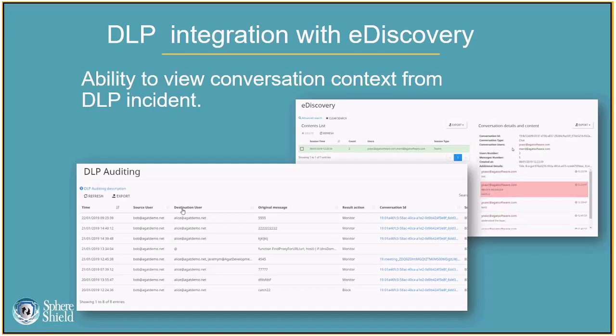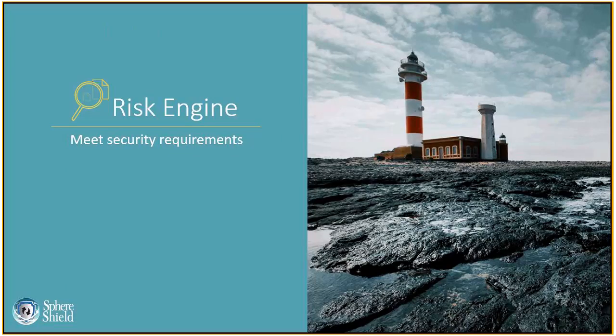Integrating with the DLP, when you identify an incident in the DLP, you can simply click on the conversation and you are redirected to the eDiscovery model, showing you the full conversation. On the right-hand side, you can see a little bit of the conversation, and the sensitive message is the one marked in red, obviously. So this is the eDiscovery capability.